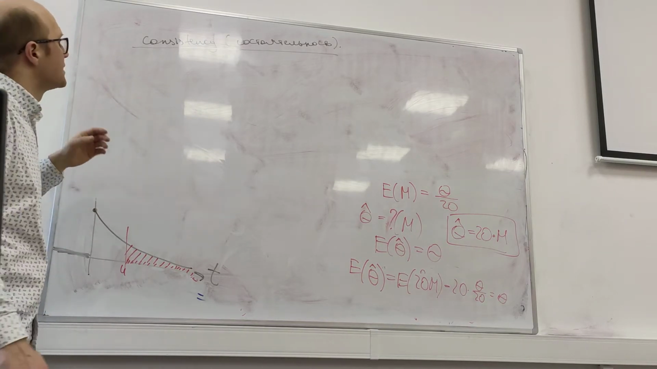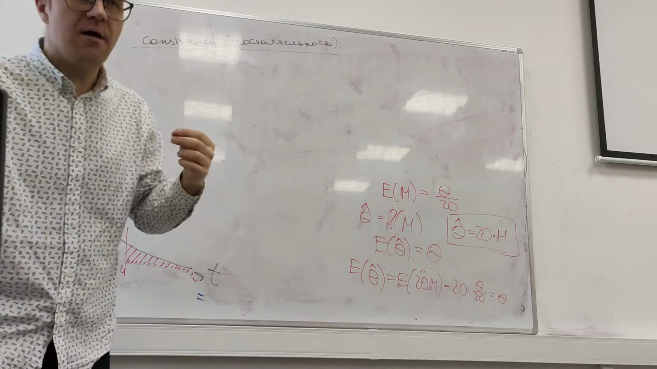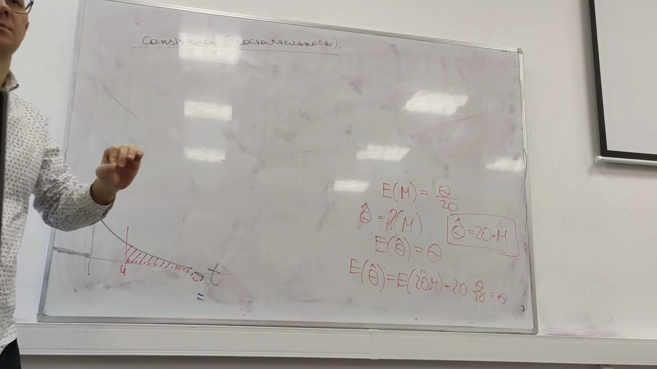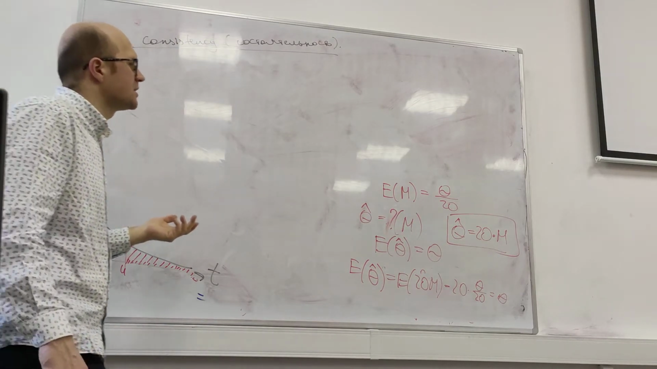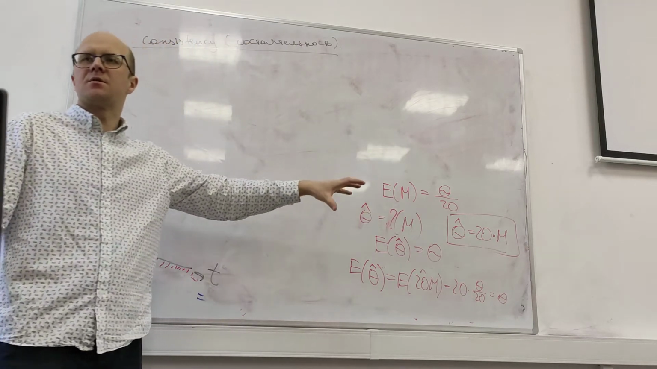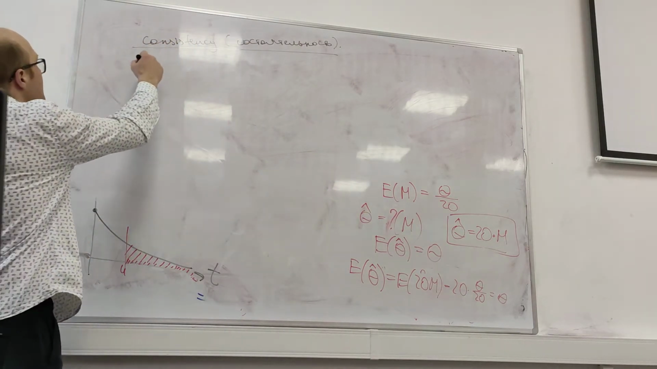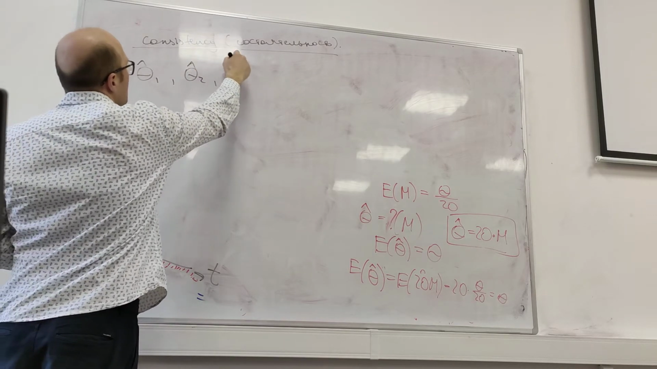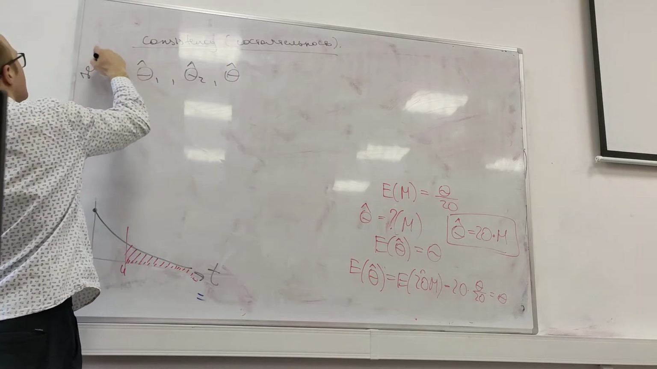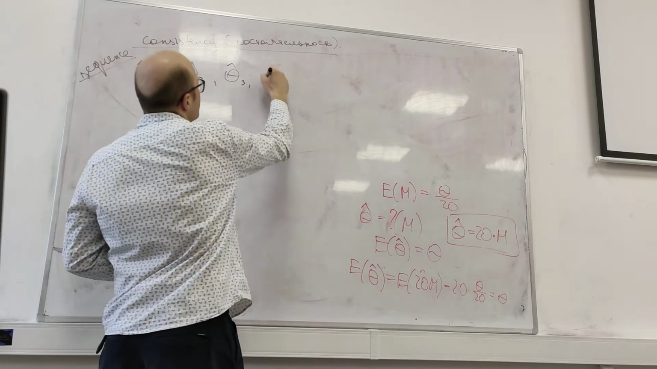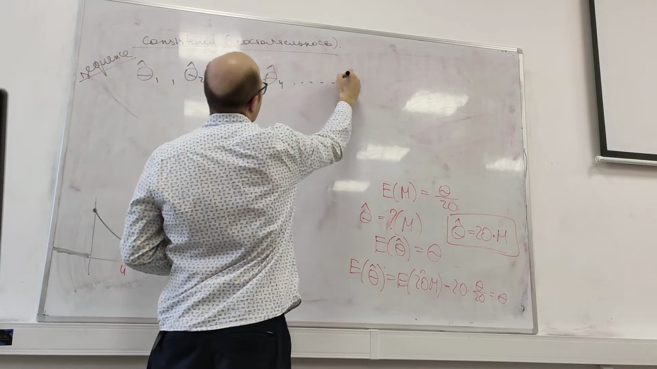Okay, first, when you check consistency, you need a sequence of estimators. You cannot check consistency of that one estimator. We check consistency of a sequence. So what is theta hat 1? What is theta hat 2? First we need a sequence. We cannot check consistency of a particular random variable. We check consistency of a sequence of estimators.